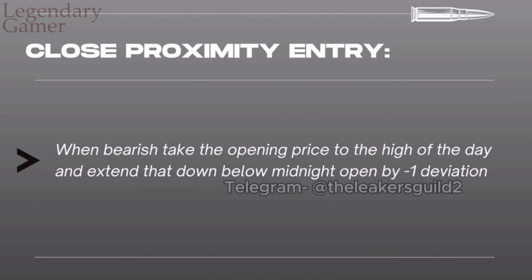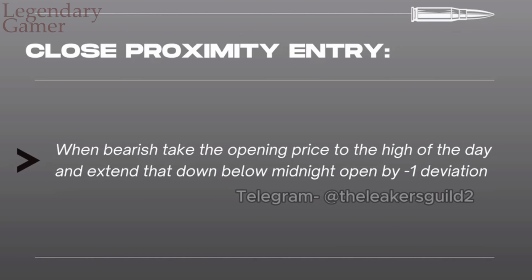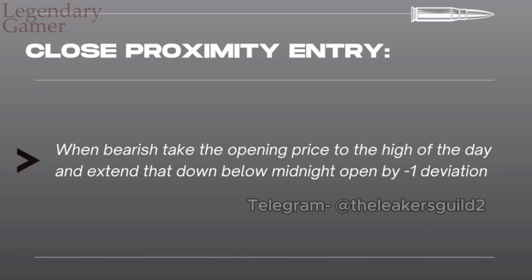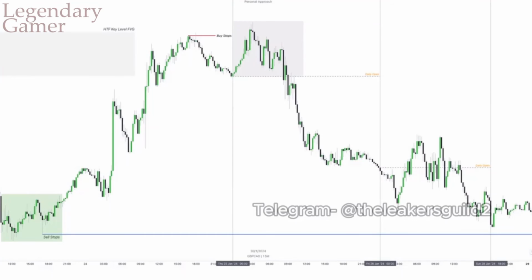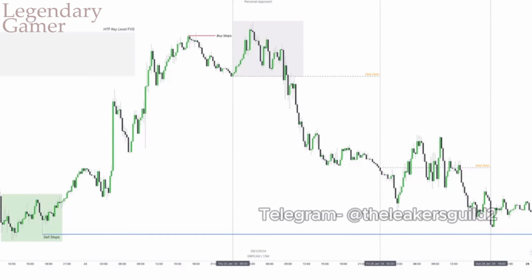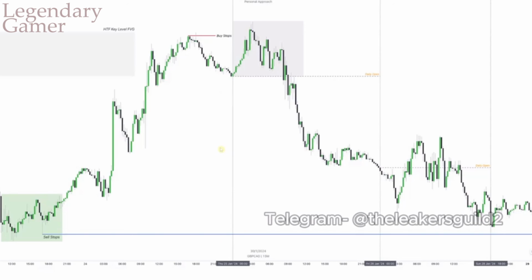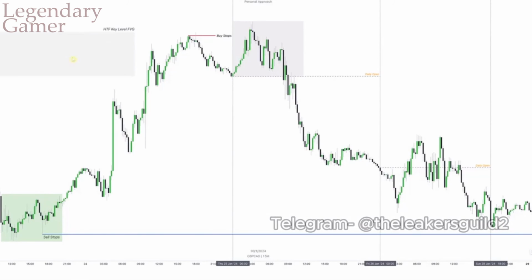Now what is a close proximity entry? When bearish, take the opening price to the high of the day and then extend it down below midnight open and use one standard deviation of this. So over here we've got a market maker sell model for GBP-CAD 15-minute time frame, right? All the things outlined earlier as well.